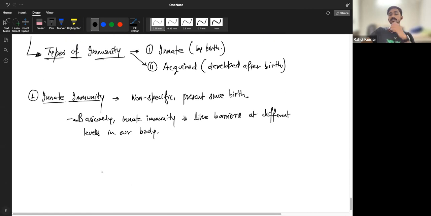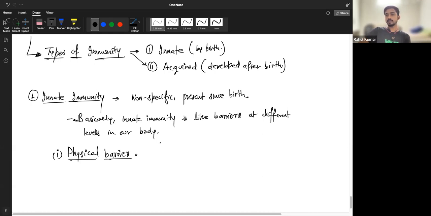Now what are these layers? Let's first start with the first layer that we also started with, which was skin. So we call them physical barriers. You can also write that innate immunity consists of 4 types of barriers: physical, physiological, cellular, and then inside the cell, molecular. So we'll go from top to bottom, bigger to smaller. So first is physical barrier, which is right from the birth. All these are present right from the birth.